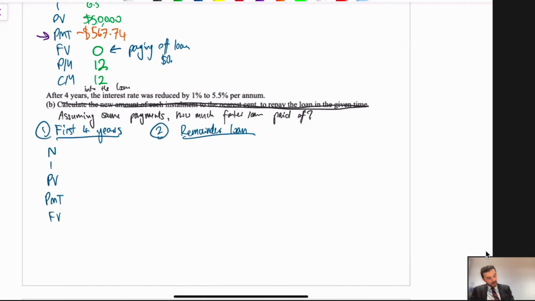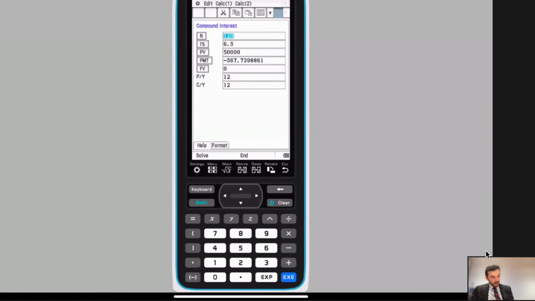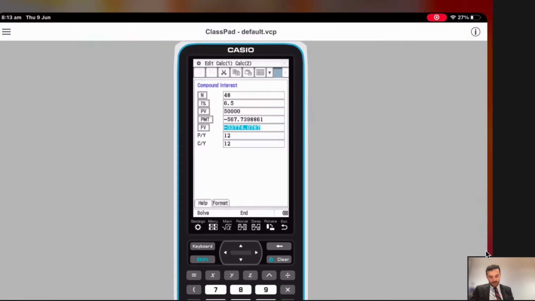FV, payments per year, compounds per year, and we want to find 4 years, so that's 48 payments at 6.5%. This was our $50,000. And now here we're going to keep 567.74, and we want to figure out our FV, and these are still 12. So here we go. We're going to switch that to 48, and then we're going to click our FV. So we can see here they still owe $33,774.08.